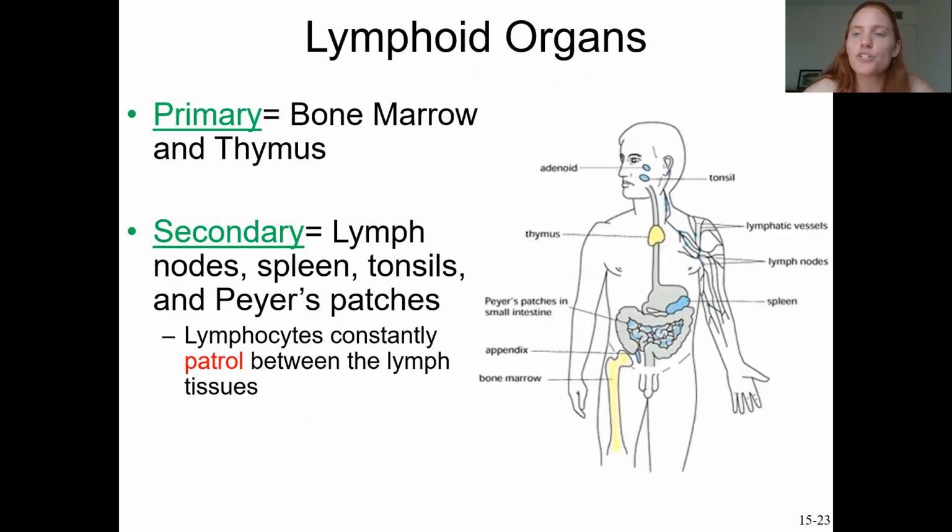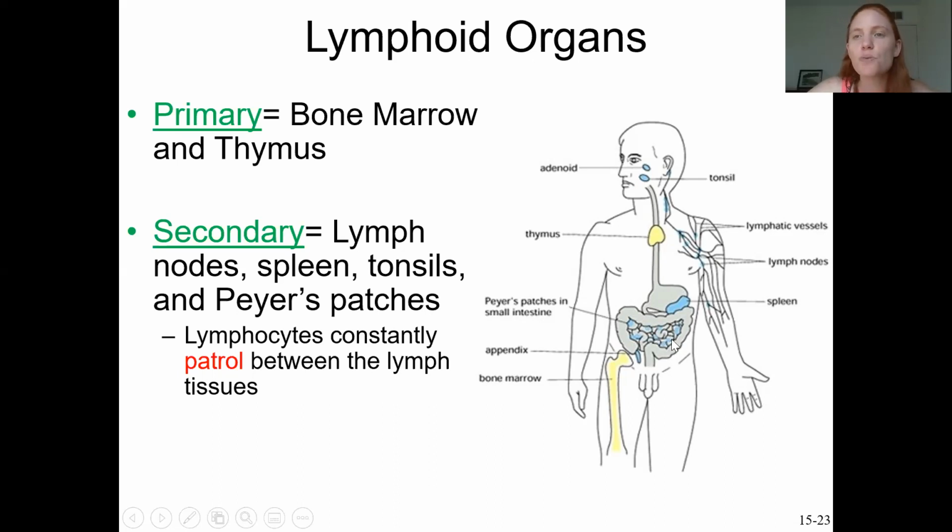Okay, so once they finish the differentiation, they're just going to start patrolling and moving around the body. And so they're going to leave their primary lymphoid organs, which are the bone marrow and the thymus where they were initially made. And then they'll start patrolling around the secondary lymphoid organs. What I mean by secondary lymphoid organs, those are things like tonsils in the throat area. Those are all of those lymph nodes, especially the ones found in the groin and the armpit and the neck. Sometimes you can see your swollen lymph nodes. Those are also things like Peyer's patches, which are found in the small intestine.